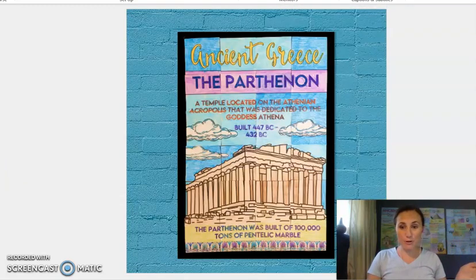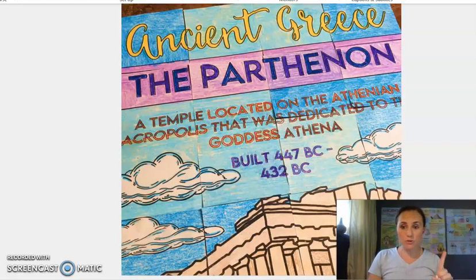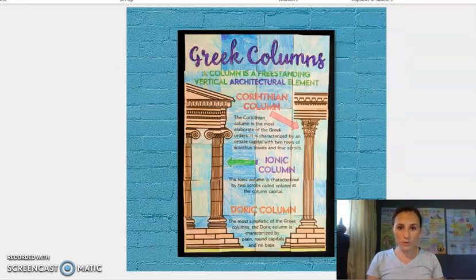I've also got one for Greece. Right now, this one focuses on the Parthenon. If you are learning about the Acropolis of Athens, this fits in well. I have a virtual field trip that goes with every single one of these posters. Here are the Greek columns, which is a really great reference point. You've got the Corinthian columns, the Ionic, the Doric, and then there's an extension activity.